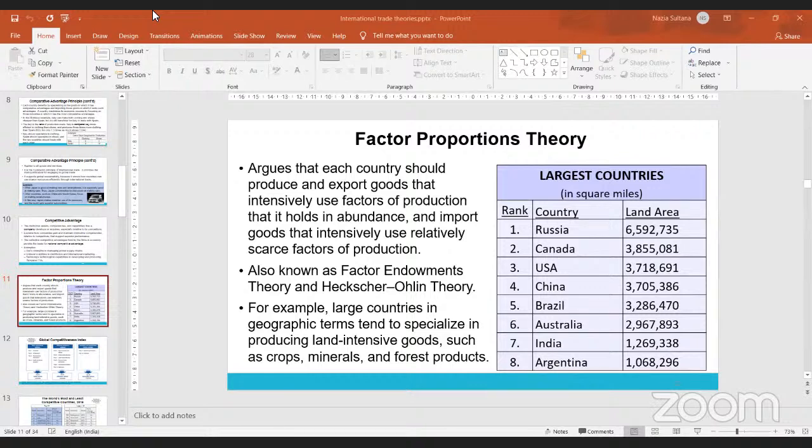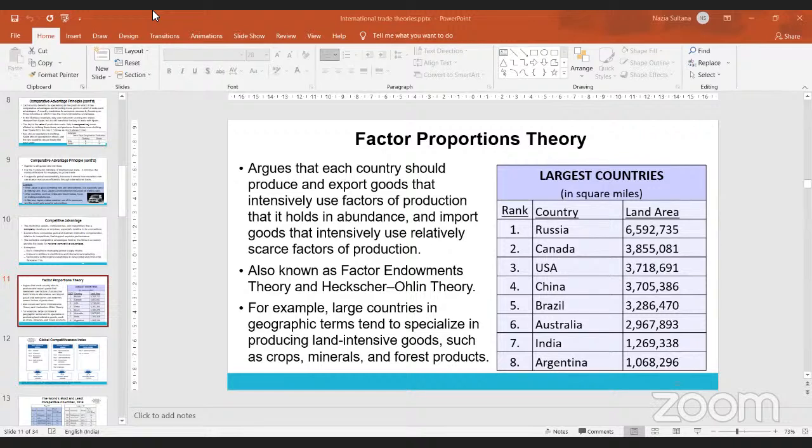So you can just say it's an extension of absolute advantage, where you said let them produce what they have and leave the other things to the other country. Here you are going a little more precisely, going backward and integrating it, and saying factors of production. So, based on factors of production.